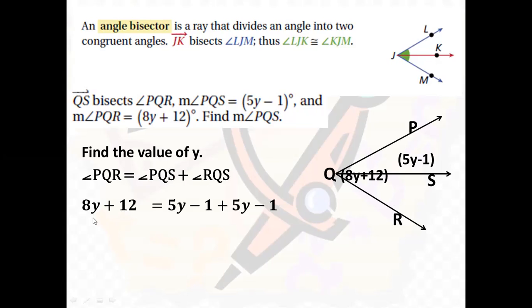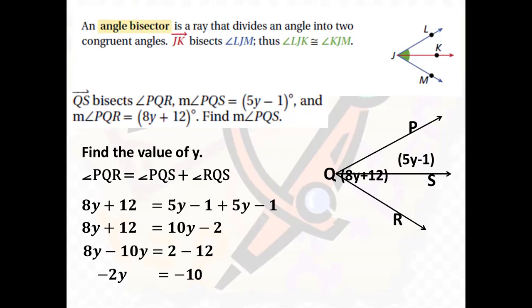So PQR is 8y plus 12, right? That's what they said. Then PQS is 5y minus 1 and RQS is also 5y minus 1. Just now I explained why it is 5y minus 1, because both of them are equal. So all we need to do is solve this. Before we solve, let's simplify this side. 5y plus 5y will give me 10y. Minus 1 minus 1 will give me minus 2. Now you move the variables and the numbers together. So that will give you negative 2y equals negative 10, which means we can cancel both the negatives. So y is going to be equal to 5.